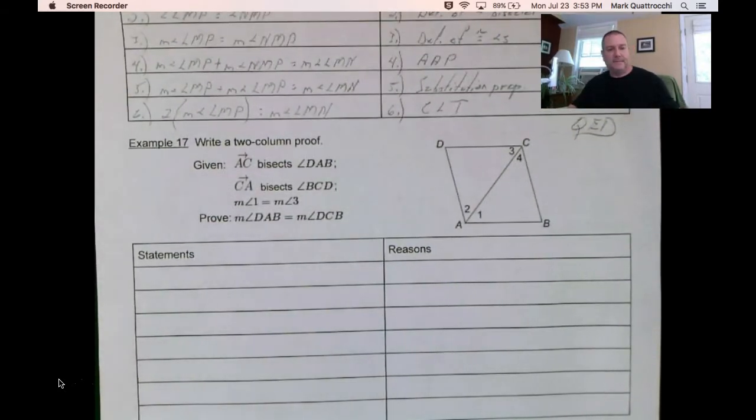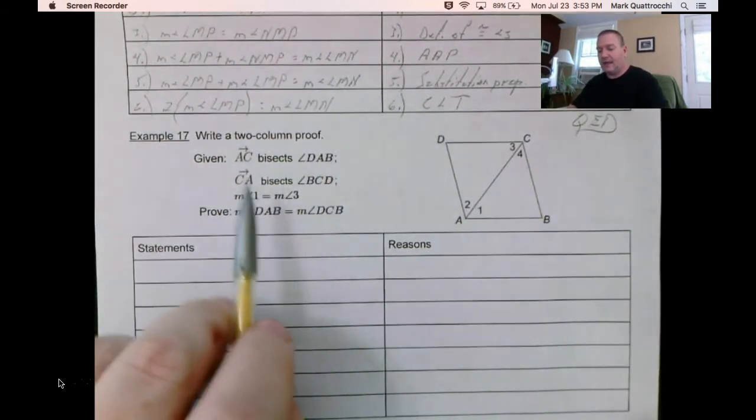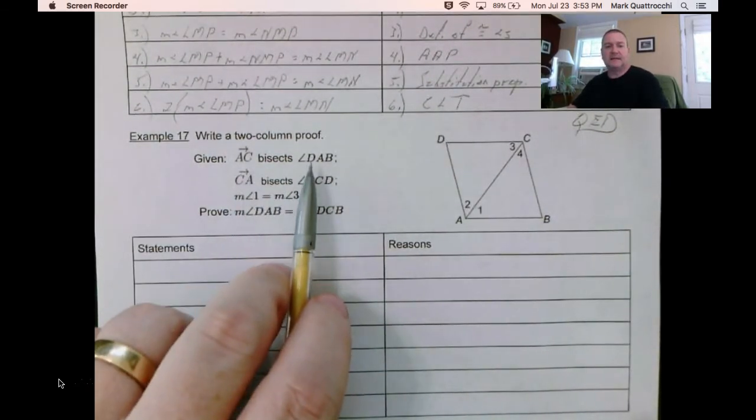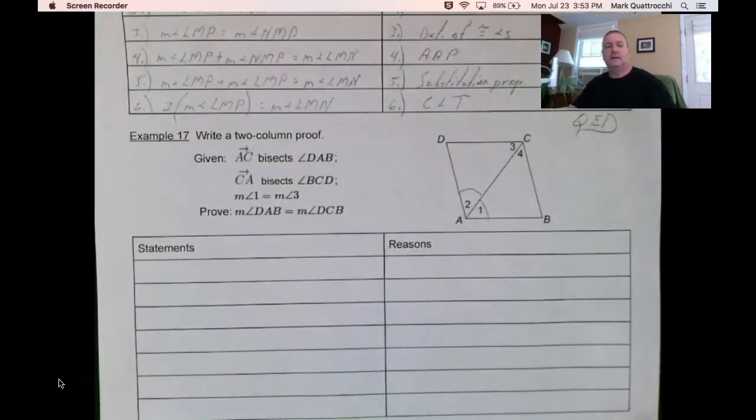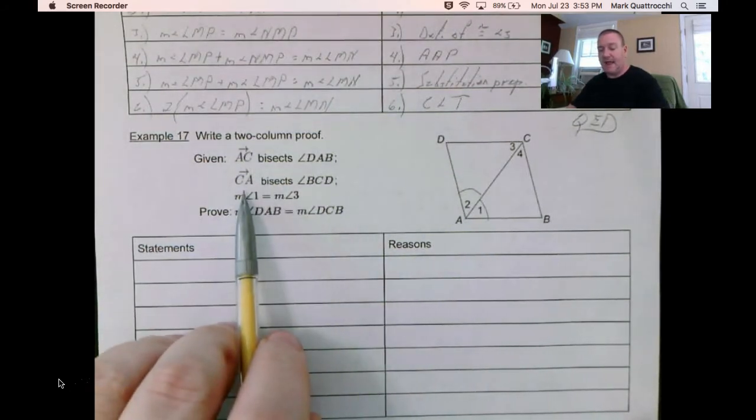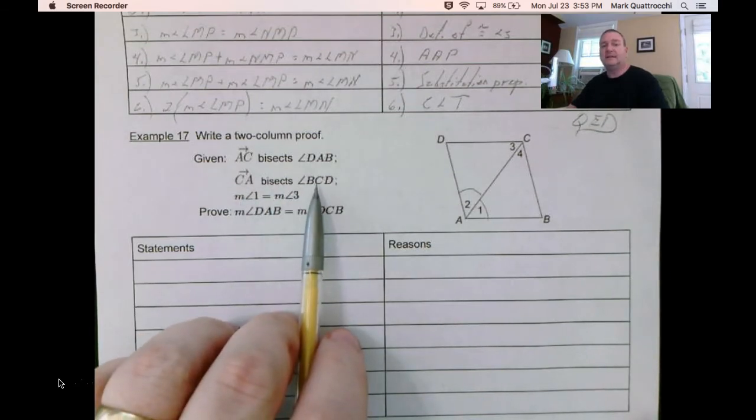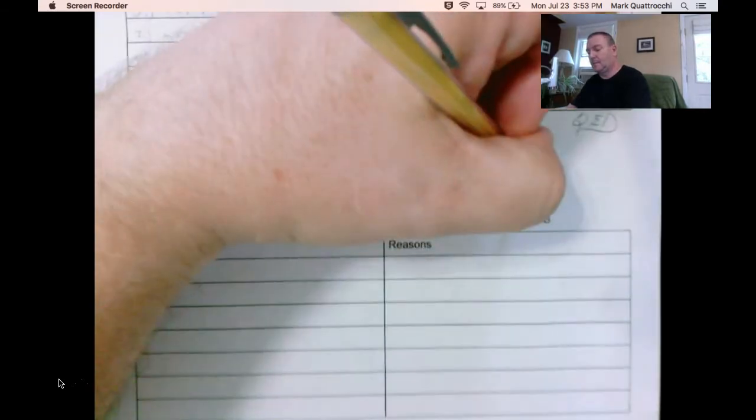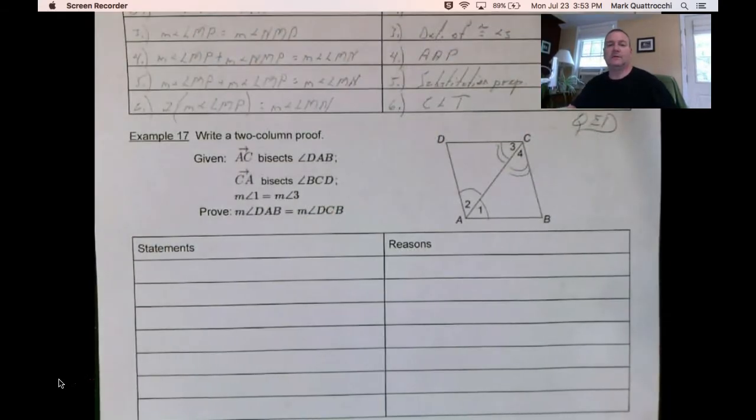Example 17. Write a 2-column proof. We're given that ray AC bisects angle DAB, so this angle is equal to this angle. Ray CA bisects angle BCD, so this angle is equal in measure to this angle.